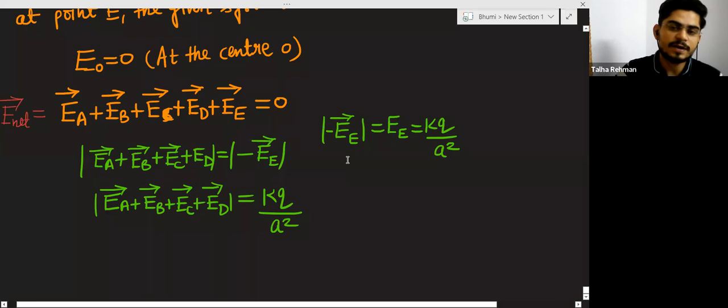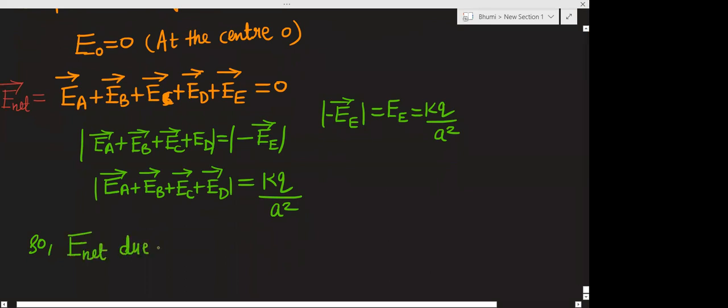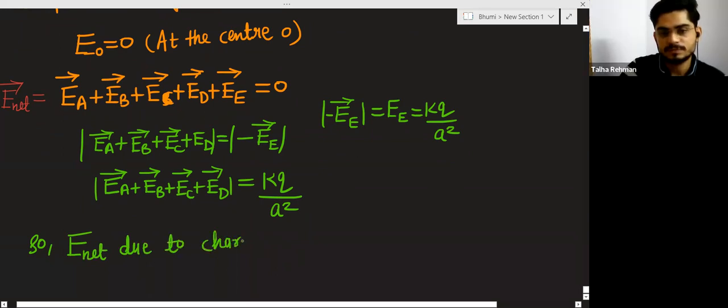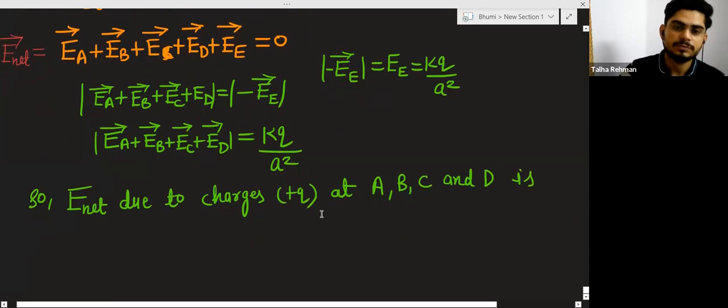So the required answer is the net electric field. So we can say E net due to the plus Q charges at A, B, C and D is kq by A square.